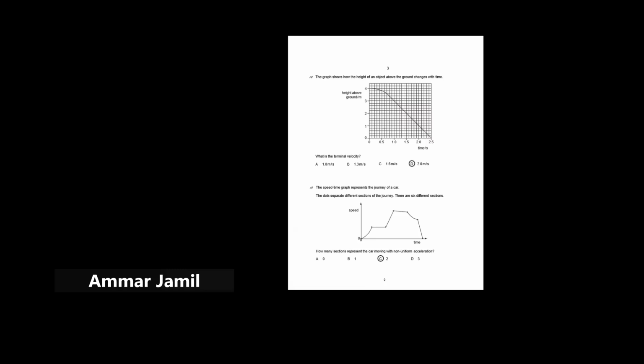We have a graph showing the height of an object above the ground, changes with time. So it is falling down. Height is decreasing. The terminal velocity. So it is a distance time graph. So this line, which is a constant gradient, it is the terminal velocity. So the terminal velocity is starting from this point. If we calculate the gradient from this point to the last point, we get 2 meters per second.